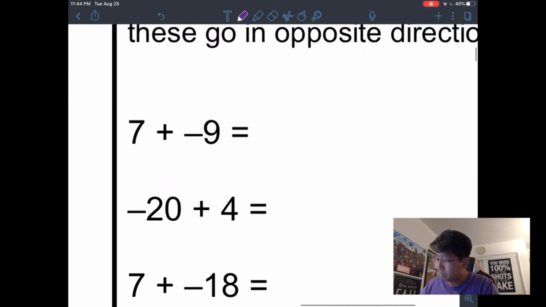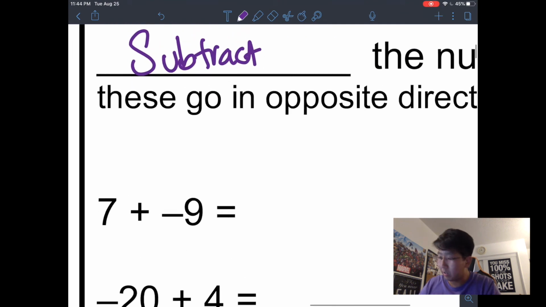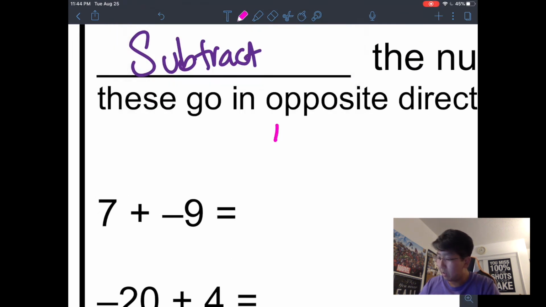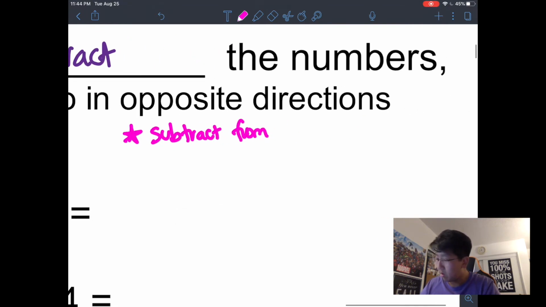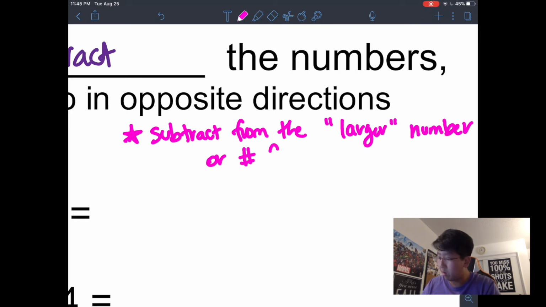Subtract. And here's a key. We'll actually write this in pink right here. Key: subtract from the quote-unquote larger number. Okay? Or number furthest from 0.